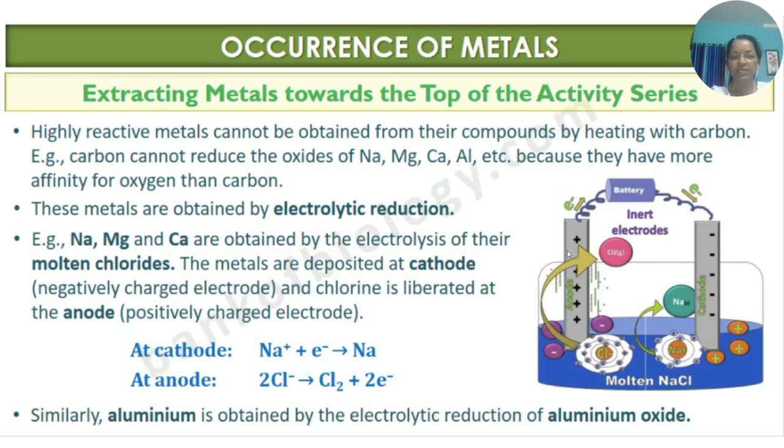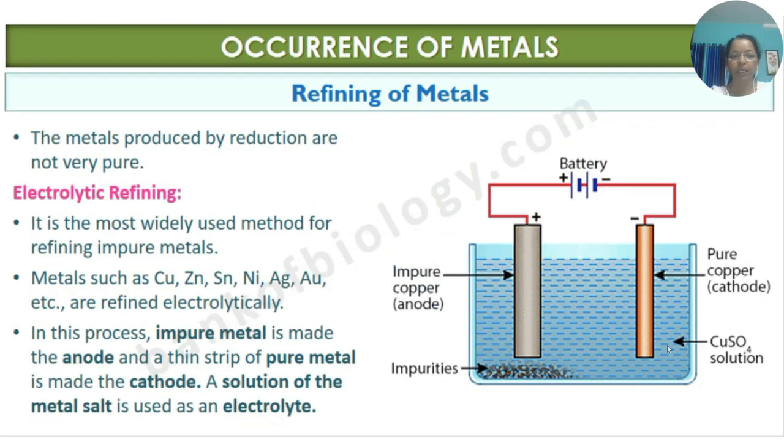So that is the extraction of metals at the top of the activity series. They are made by electrolysis. What is special about this? The metal we are getting will be in the pure form, so we don't have to do further purification. Now, refining of metals: the medium reactive metals and the low reactive metals should be purified before using them. That is done with the help of electrolysis.